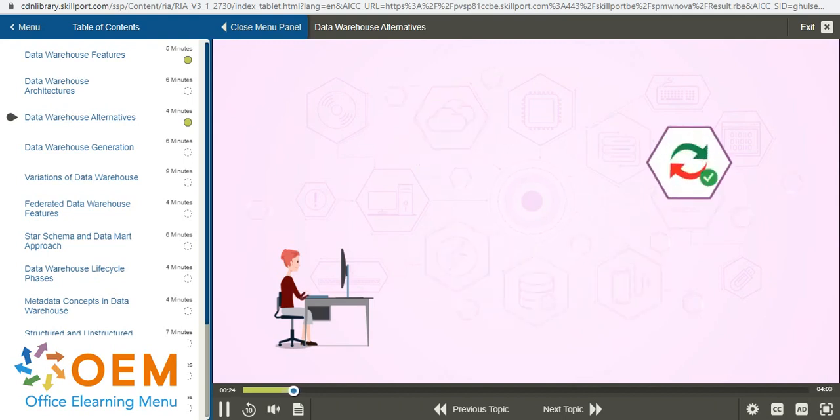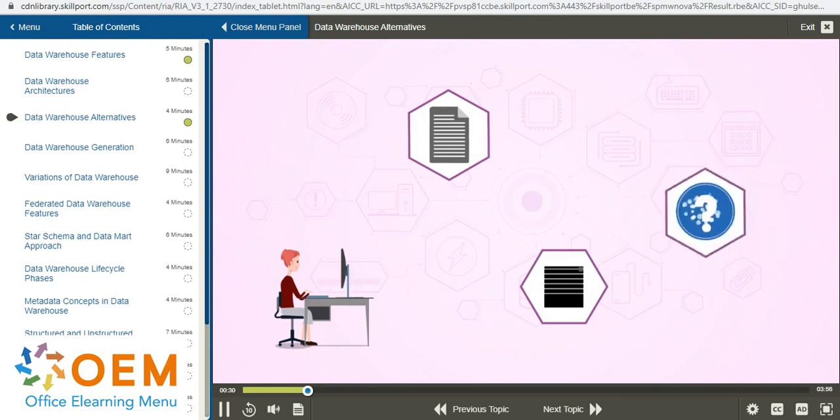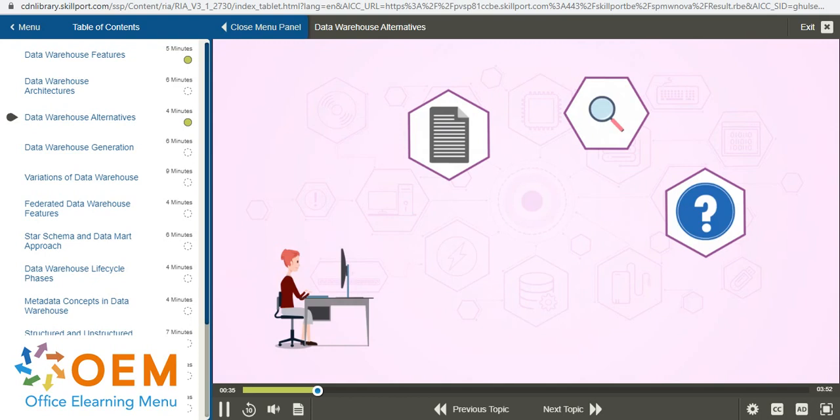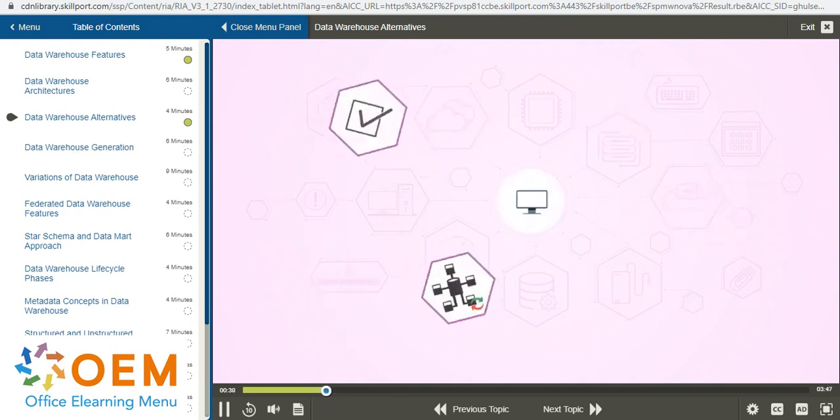Now, there are various alternatives of data warehouse that we can implement today. Deciding the appropriate alternatives to the data warehouse can depend on volume, it can depend on content, and it can also depend on the query requirement. After we've identified these factors, we can appropriately decide the data warehouse alternatives that best suit our requirement.